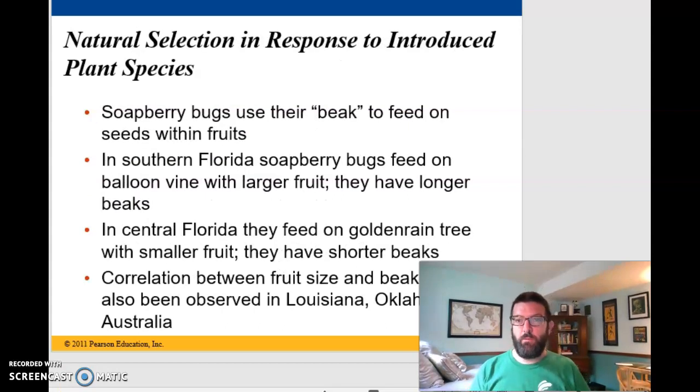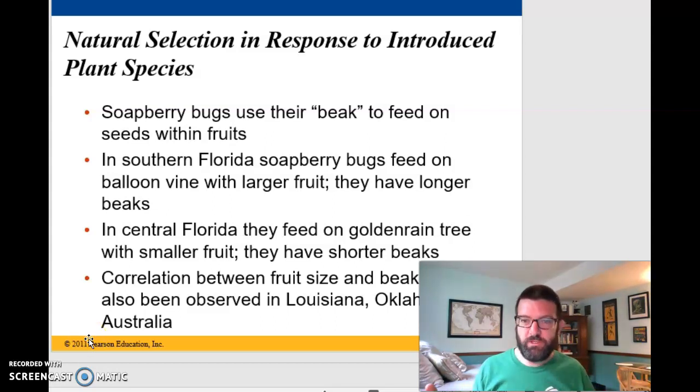One example is soapberry bugs that you find in Florida. Soapberry bugs have what's called a beak. It's not like a bird beak, but they use it to dig into fruits and feed on the seeds within those fruits. In southern Florida, they feed on balloon vine, which is a larger fruit, so they have to have longer beaks to get to that seed. In central Florida, they feed on the golden rain tree, which is a smaller fruit, so they don't need really long beaks. They save energy by having shorter beaks. And you can tell by looking at a soapberry bug whether they came from central or southern Florida.